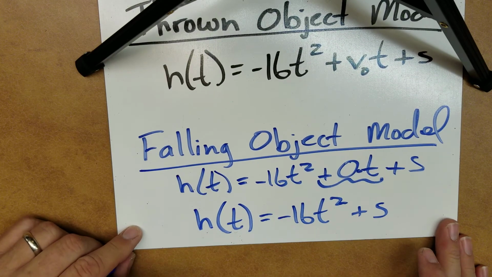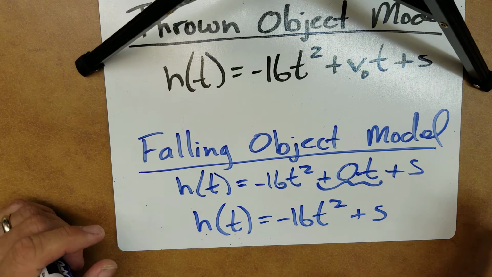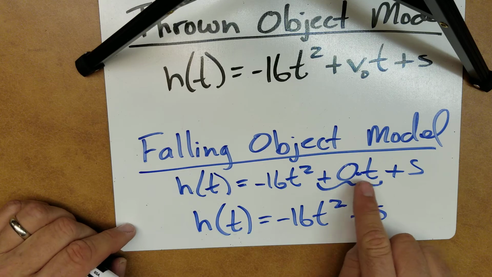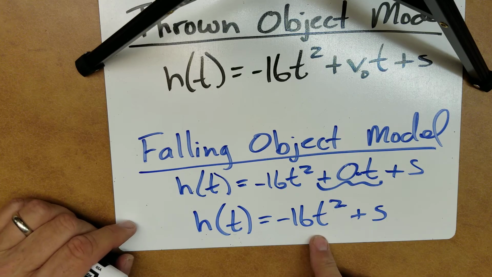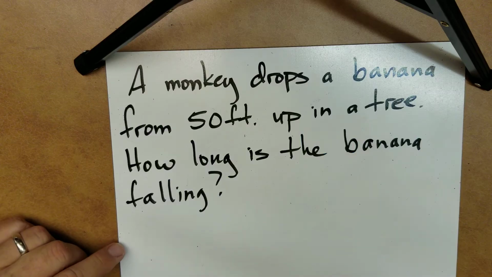We've actually done problems like this already this year. Let me show you an example. And the nice thing about this, by the way, is that when you're dealing with the falling object model, as far as choosing a method, since there's no t term, we can just take square roots. So this is a pretty easy type of problem to solve.